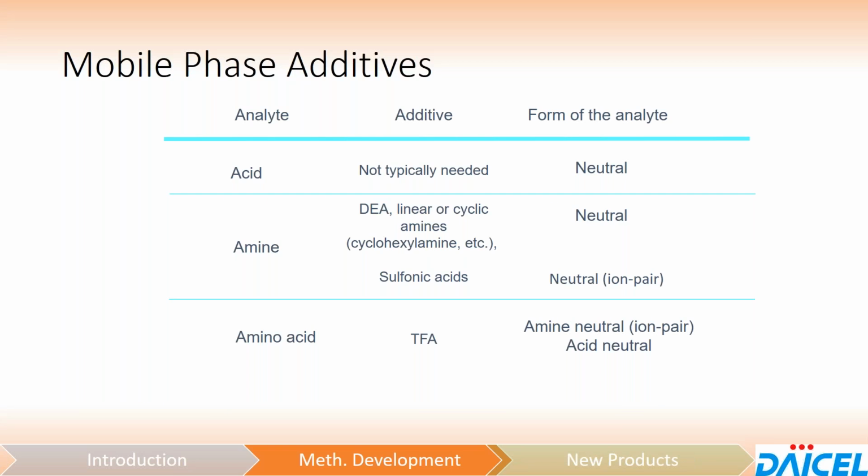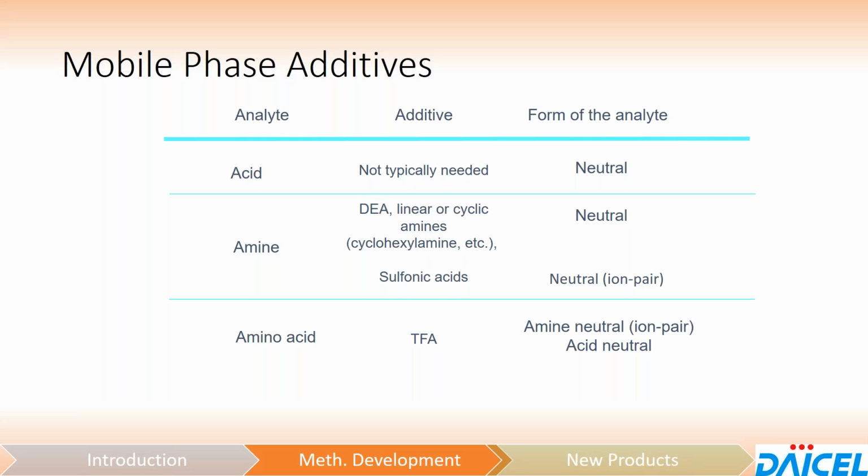Mobile phase additives look very similar as well, except for acidic additives. Oftentimes we don't need to add any acidic additive to SFC separations. Supercritical CO2 does have some acidic characteristics to it. The carbonic acid that is present is often enough to help improve the peak shape of the acidic compounds. But if you do find a particularly acidic compound, you can add acetic acid or formic acid or TFA.